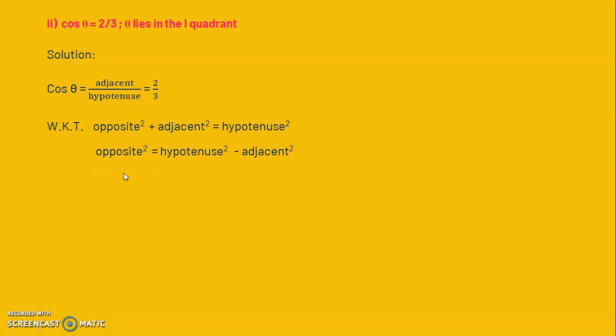Okay, so the next problem, the next subdivision, is cos theta is 2 by 3 where theta lies in the first quadrant. So please remember that in the first quadrant all the trigonometric functions are positive. Therefore cos theta is adjacent by hypotenuse, that is 2 by 3. So we can find the opposite side by using the Pythagoras theorem, that is opposite square is hypotenuse square minus adjacent square. So 3 square minus 2 square, and 9 minus 4 which is 5. So you can write your opposite as square root of 5.